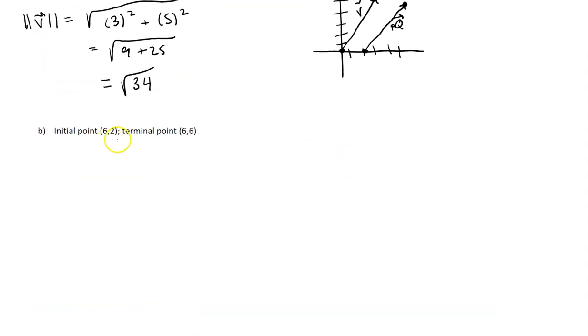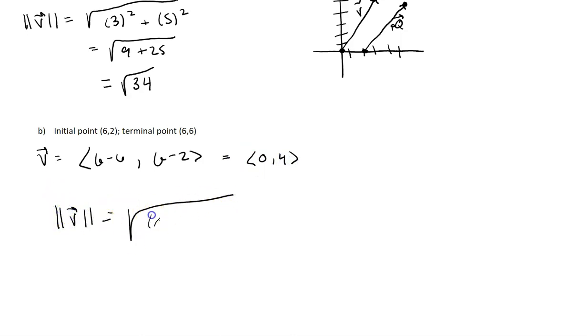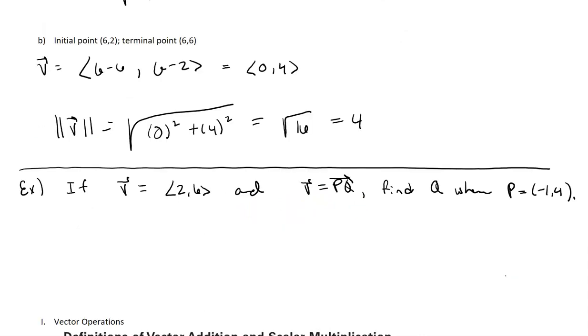The next one we have 6, 2 and 6, 6. So V is going to be 6 minus 6, and we do want angle brackets, and 6 minus 2. So that is 0, 4. And the magnitude is the square root of 0 squared plus 4 squared, which is the square root of 16, or 4.